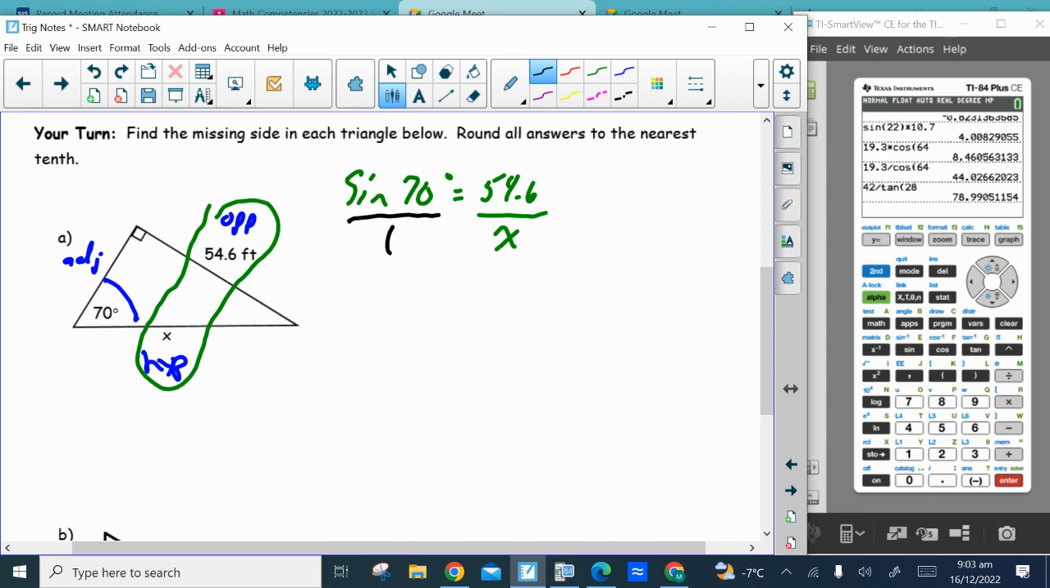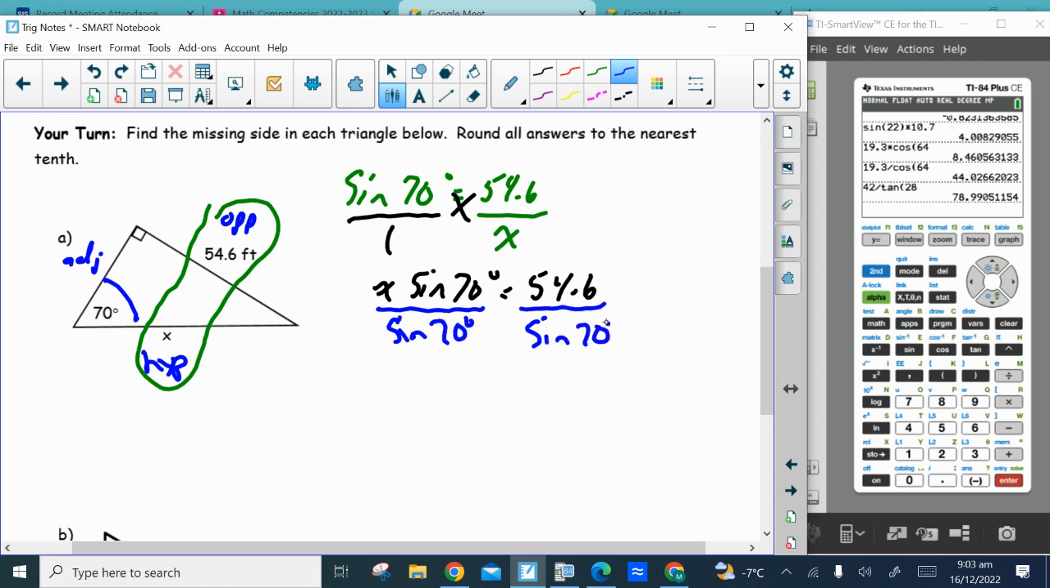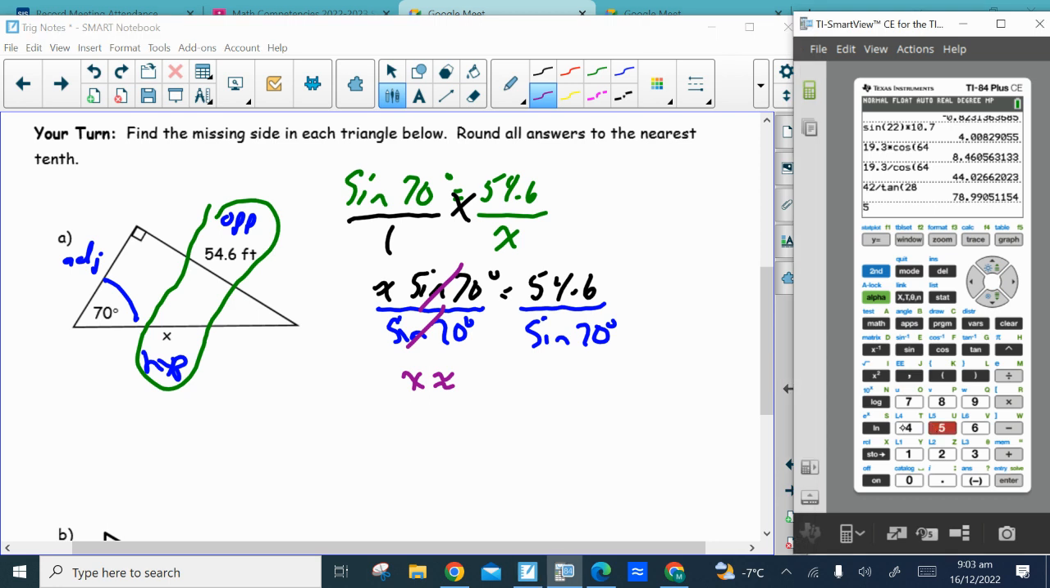Make both sides a fraction, and then cross multiply. So it'll be x times the sine of 70 degrees equals 1 times 54.6. And again, because the x was on the bottom when we first wrote our equation, after cross multiplying, we don't have it by itself. We have to do one extra step to get that. We'll divide both sides by the sine of 70 degrees. So 54.6 divided by sine of 70.